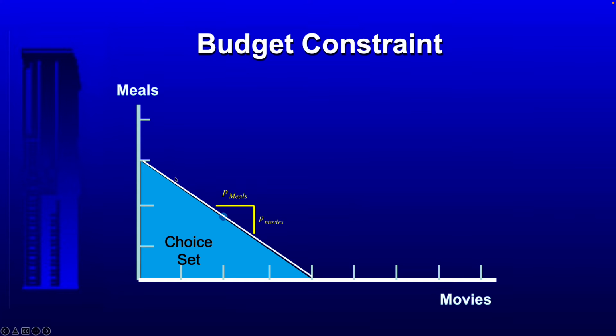Okay, well, let's see what happens. Let's say we were going to raise the price of movies.